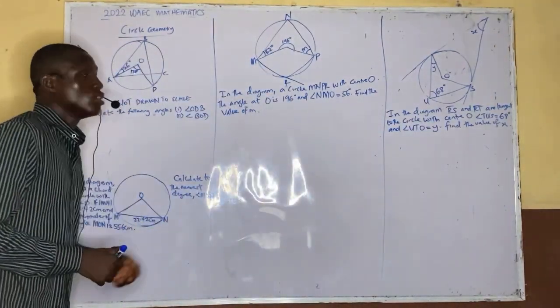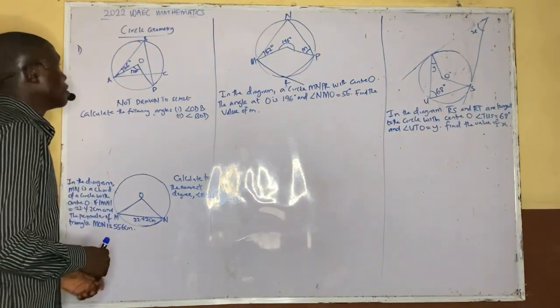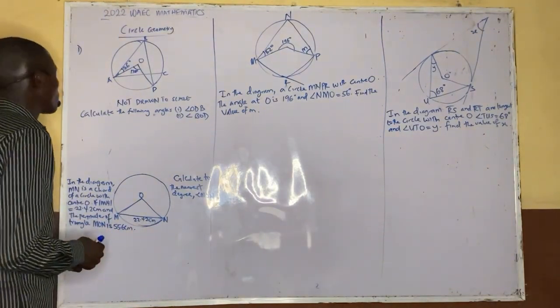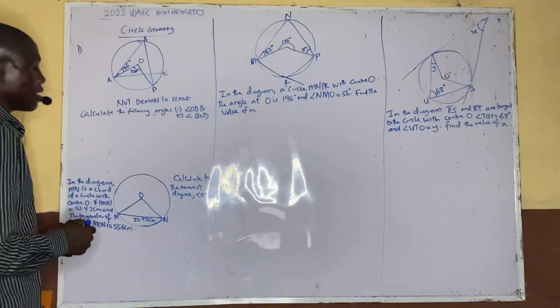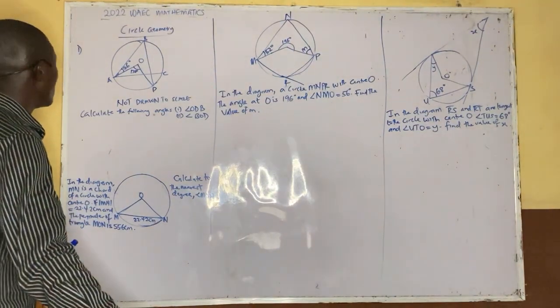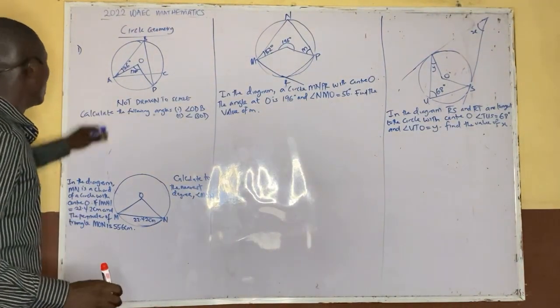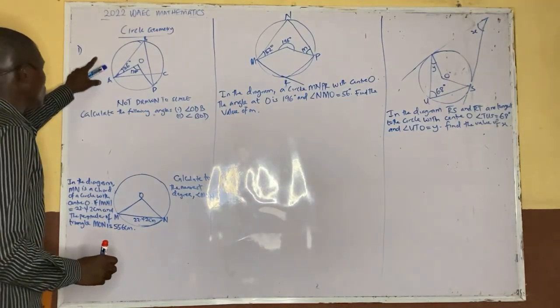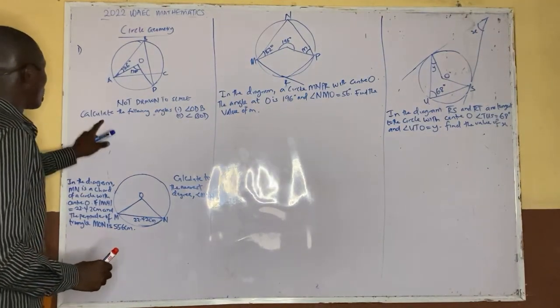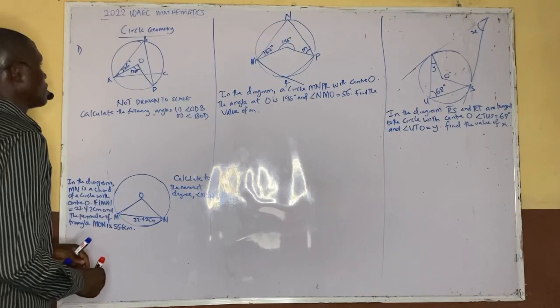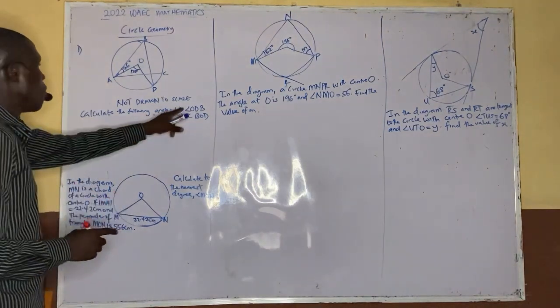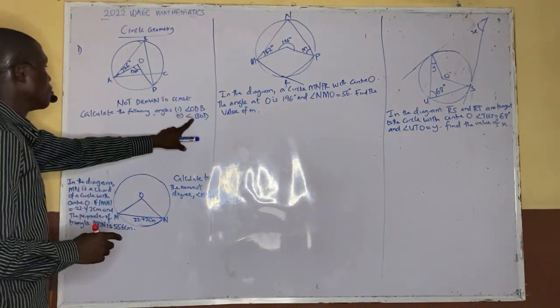Geometry, 2022 mathematics. Now here is the question before us, under geometry. We are given a diagram which is not drawn to scale. We are told to calculate the following angles, which are angle ODB and angle BOD.